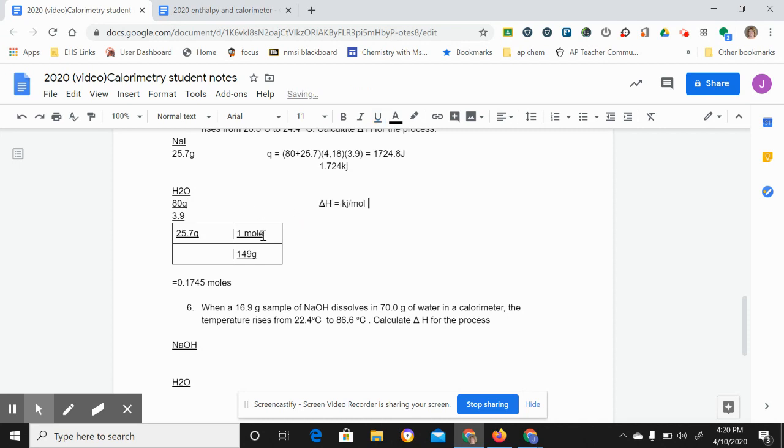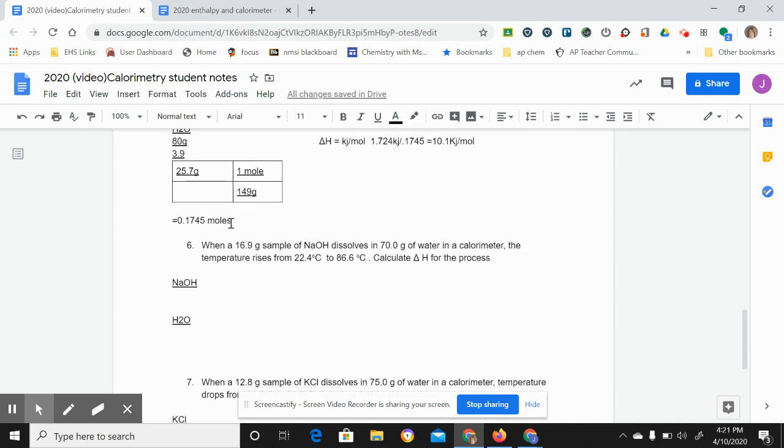So we have our kilojoules, right? We have our moles. So if we take our 1.724 kilojoules, divide it by our moles, which is 0.1745, we get a delta H of 10.1 kilojoules per mole. Make sense?